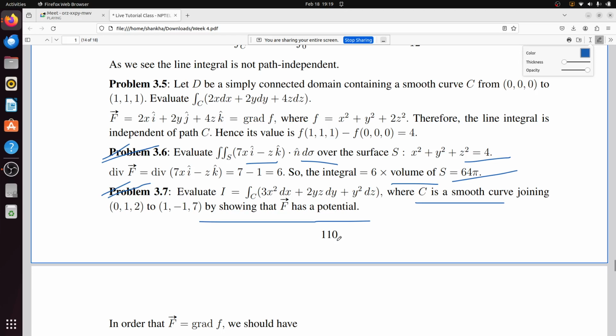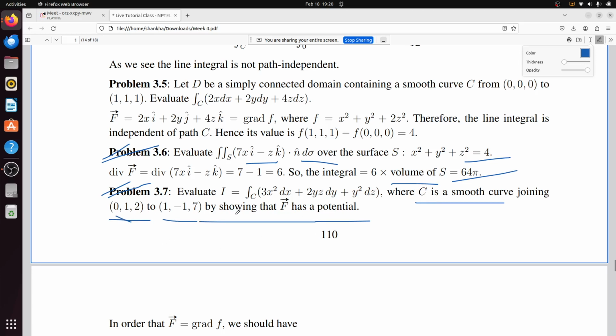So what will be the potential? If F has a potential, then F is a conservative vector field, right? So if F is a conservative vector field, then the line integral does not depend upon the choice of the smooth curve. It will depend only on the initial and the terminal point.